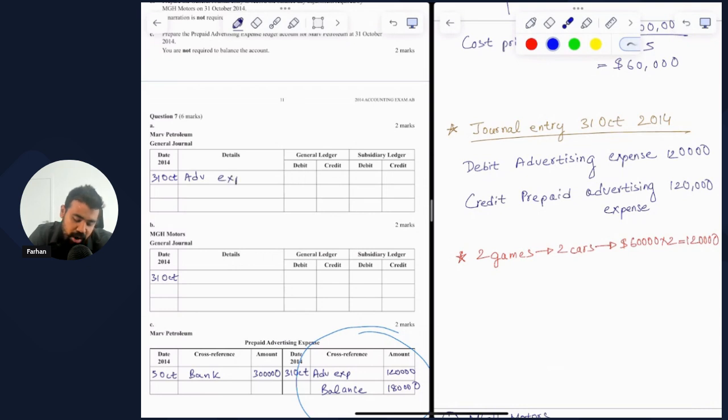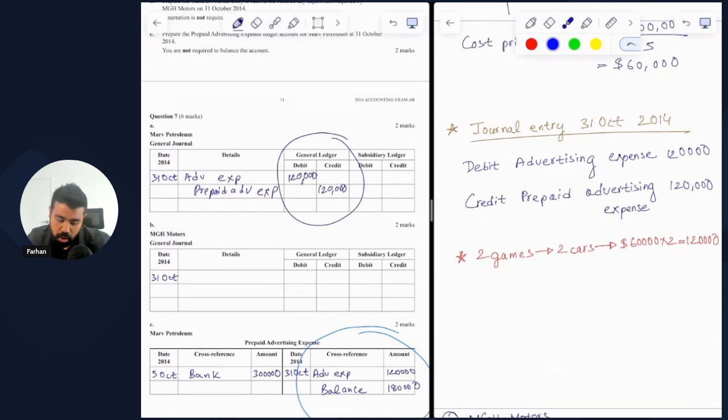So I'm just going to write ADV EXP in short. Make sure to write the full thing in the exam. And that's $120,000. And then you're going to credit prepaid advertising expense, which is the reduction in current asset balance, and that is $120,000 recorded on the credit side of the general ledger account column, within the general ledger column.